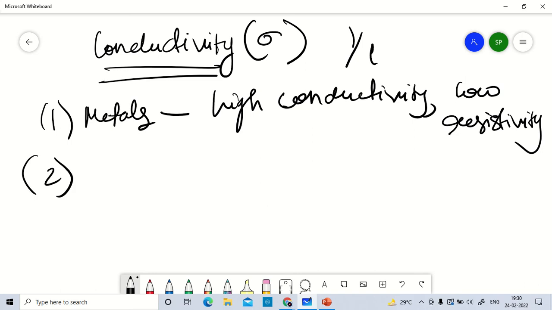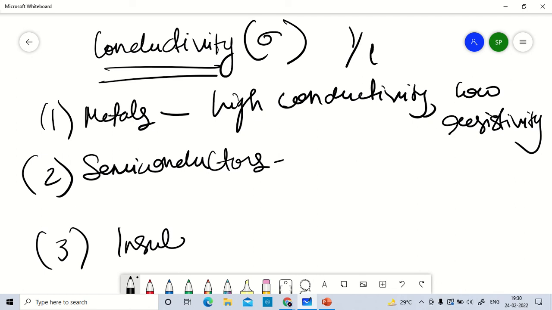Similarly, semiconductors have resistivity or conductivity intermediate to metals and insulators, which means they are neither highly conductive nor completely resistive. They are somewhere in between. We'll see the values, you'll understand.